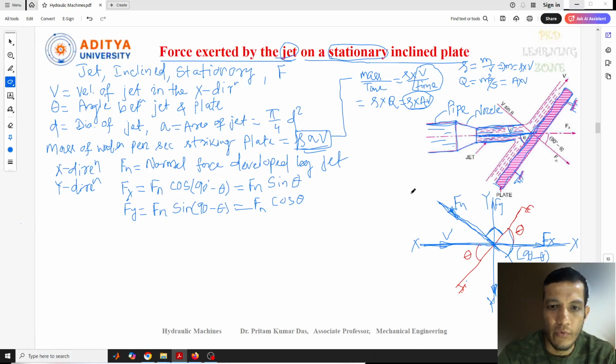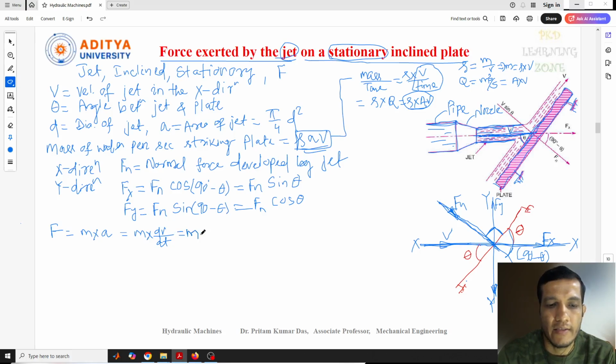Okay, so the force, we know that as per Newton's second law of motion, force F equal to m into a, so mass into acceleration. So this one again we can write, mass into acceleration equal to change in velocity with respect to change in time. So this is nothing but the rate of change of momentum, also it can be written like this.